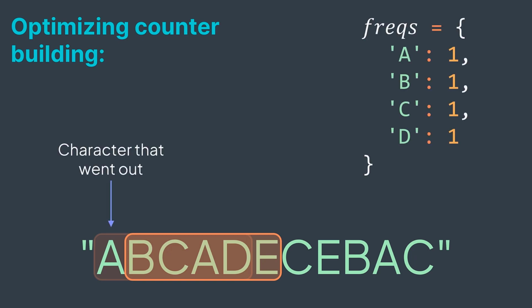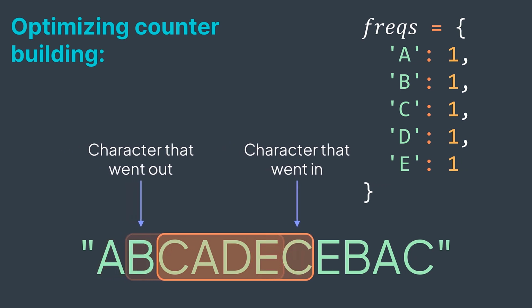The one that went out is A. It was in the first substring but not in the second. We decrement frec_s of A. It becomes 1. And the one that went in is E. It's in the second substring but not in the first one. We increment frec_s of E. It becomes 1. And we got the new counter in O of 1, because no matter the length of the substring, we need to work on 2 characters only, the one that went out and the one that went in. There will always be only 2 because we're moving by 1 position at a time.